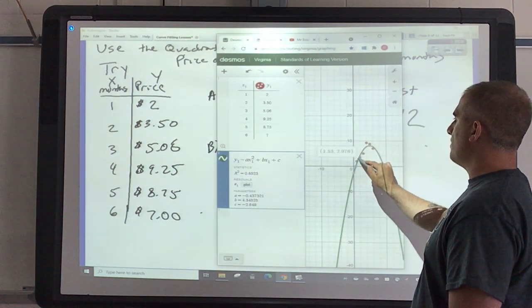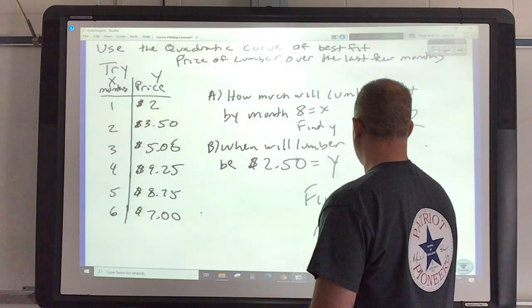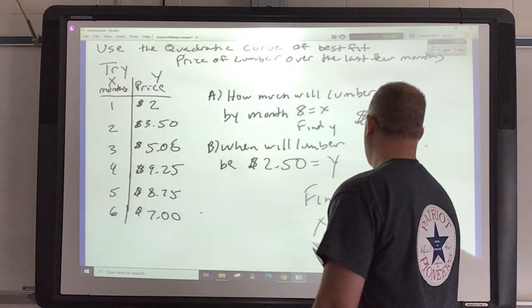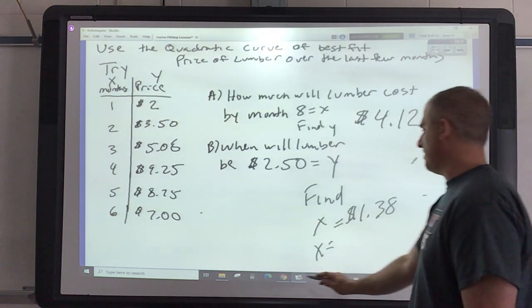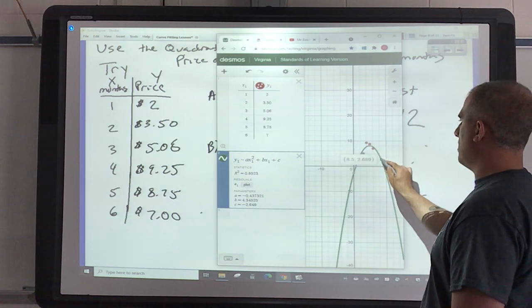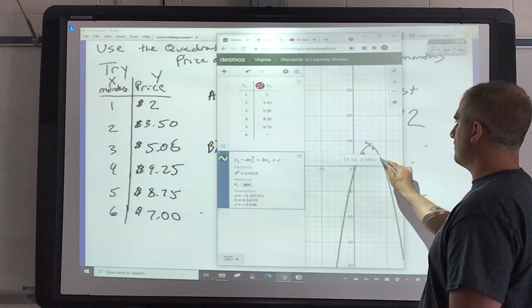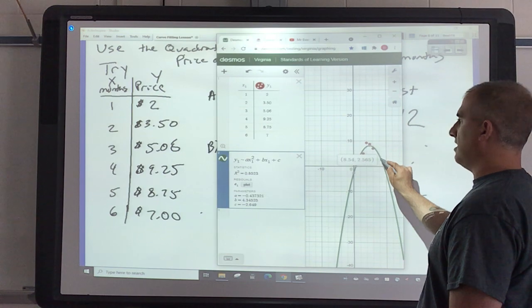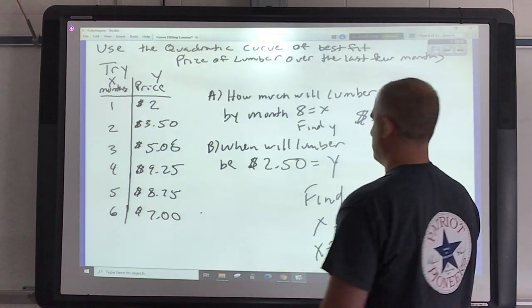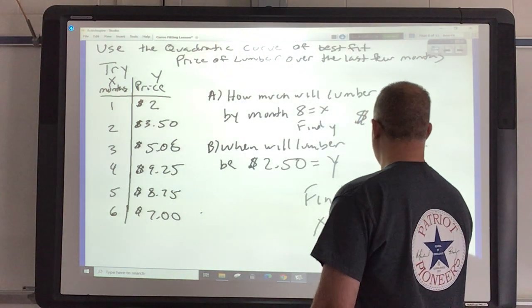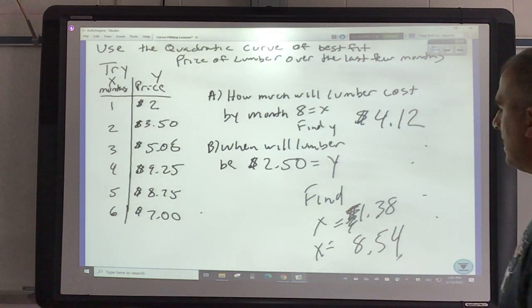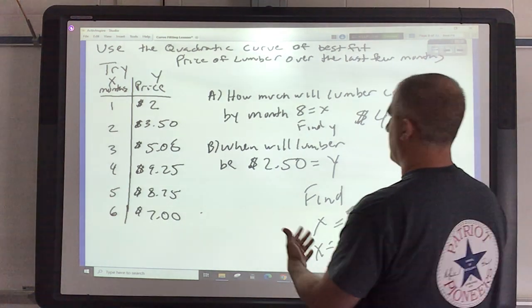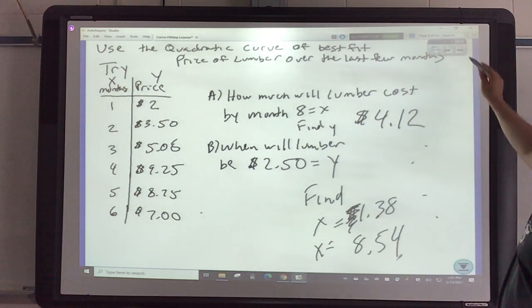There are two answers obviously for this one. One would be $1.38. Another answer would be, what am I looking for, $2.50? So on the other side of it, about 8.54. Not $1.38, 8.54. These are months, sorry. So that's about where that is. You can use either answer, it's fine.